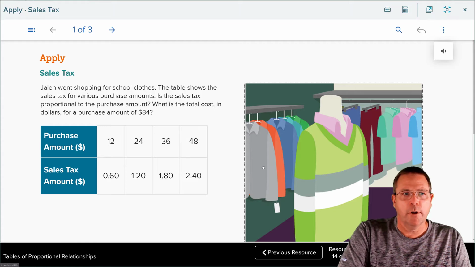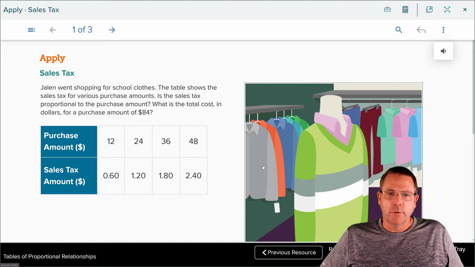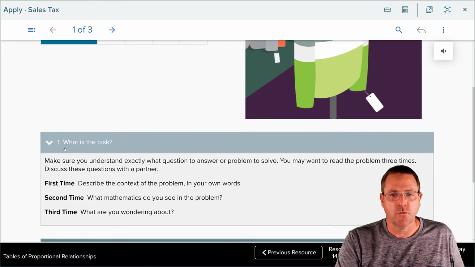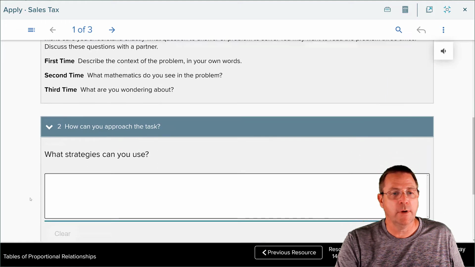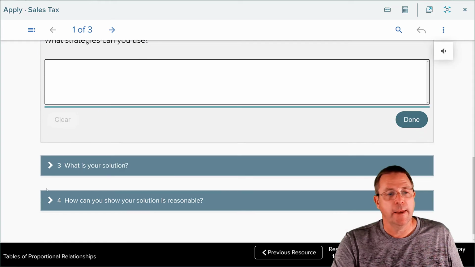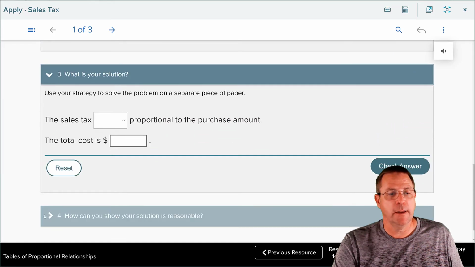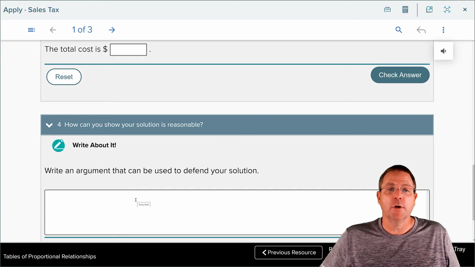Now comes a part of the problem that we all live for, the apply. You need to pause the recording and work on this. Read the problem. In fact, it's going to tell you to read it 3 times. To think about these things when you read it the 3 times, you're going to need to write down in words what strategies you can use to approach this problem, and then you need to find out what the solution is and put it in. Finally, how can you show your solution is reasonable? Write an argument to defend your solution. Pause the video and work on this.